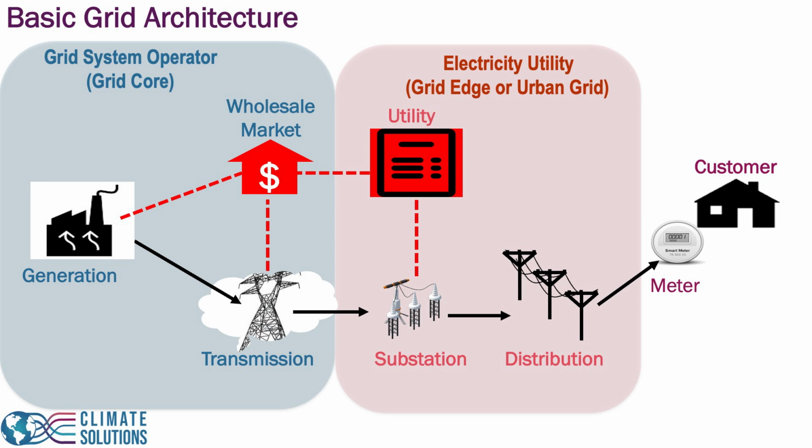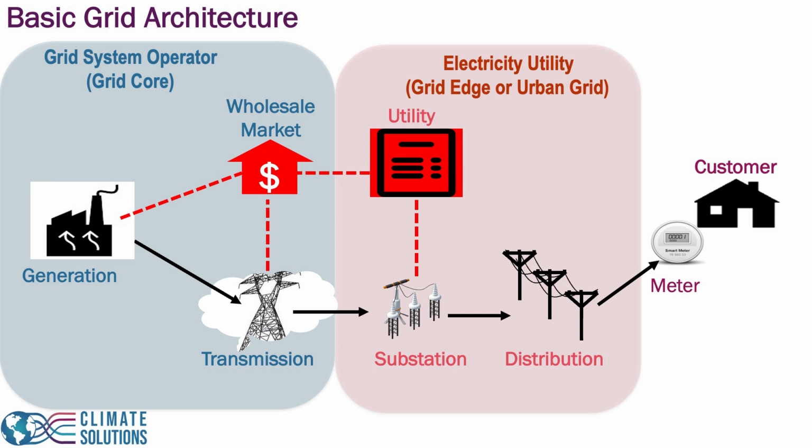You have a power plant. A power plant could be a nuclear power plant, could be a coal-fired power plant, could be a natural gas-fired power plant, could be a hydroelectric dam. I'm going to leave wind and solar off of this diagram for a minute because those are newcomers to the electricity grid. So that generator generates electricity, sells that electricity into a wholesale market, and sends that electricity out into a transmission network.